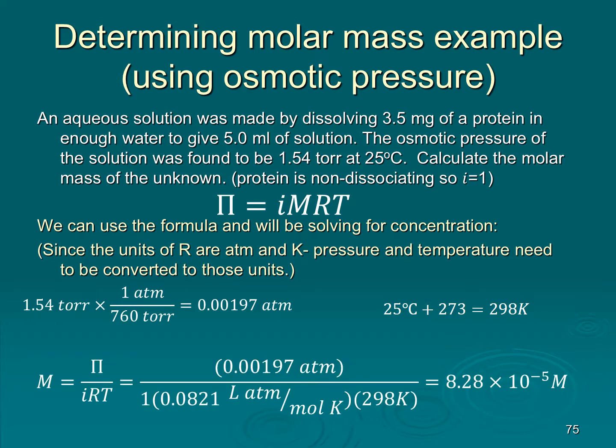If we rearrange the equation, the molarity of this solution will be pi, osmotic pressure, over iRT. So 0.00197 atmospheres divided by 1 times 0.0821 times 298 Kelvin. The Kelvin will cancel, the atmospheres will cancel, and your answer will be in moles per liter. If you do that calculation, it's 8.28 times 10 to the minus fifth molarity. Now that would be how many moles there would be if we had a liter of solution.